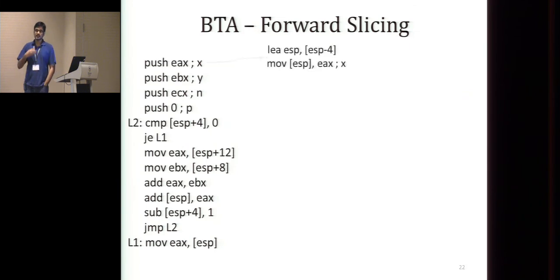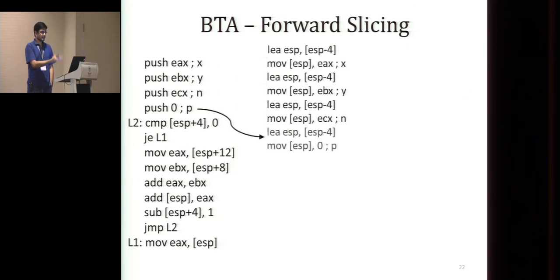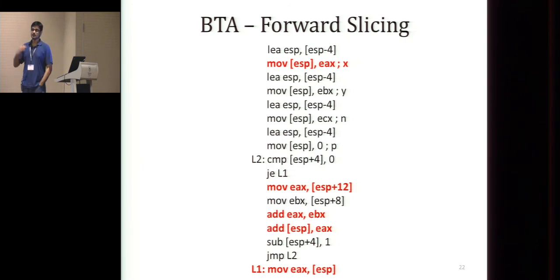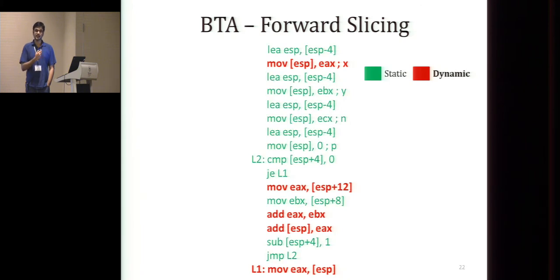So Viper first decouples the necessary instructions, and our running example after decoupling instructions looks like this. Now, the slicing criterion is this instruction, which reads from the AX register, and the forward slice looks like this. As we can see, we have obtained the desired result. Instructions in the forward slice are classified dynamic, and the remaining instructions are classified static.